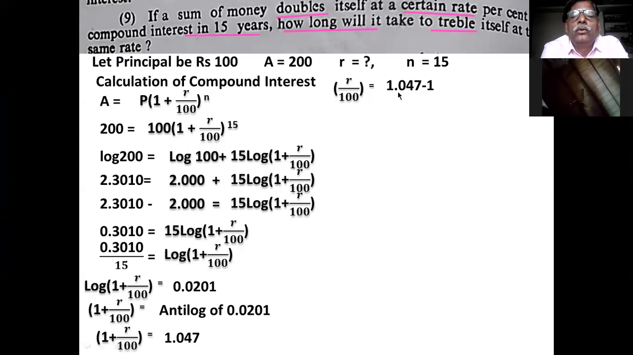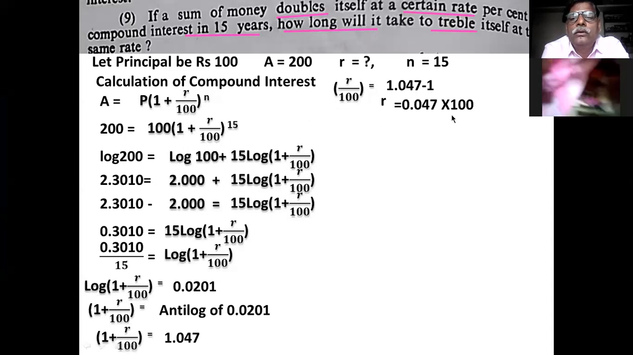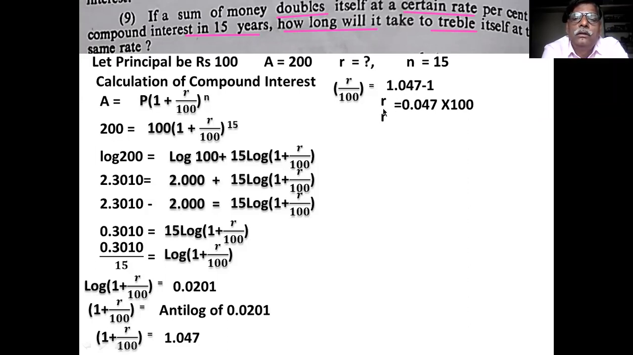R by 100 is equal to 1.047 minus 1. This plus 1 you take to the right-hand side, so it is minus. Then you take 100 to that side. R is equal to 0.047 into 100. 0.047 is the answer of the above step. Therefore, R is equal to 4.7. This is the rate of interest.